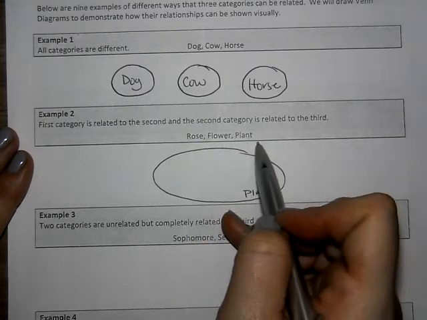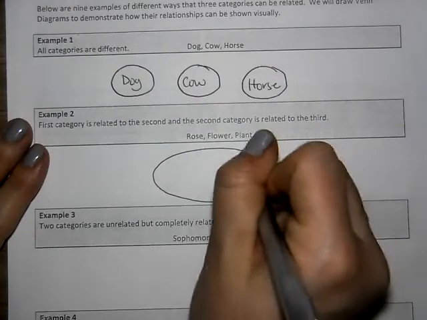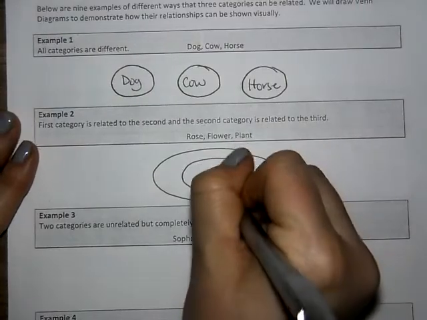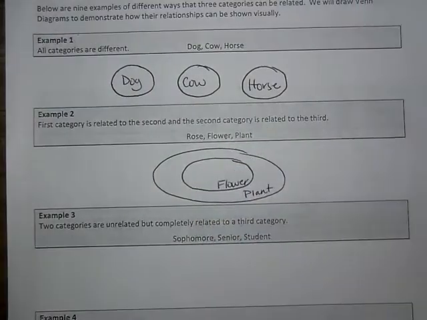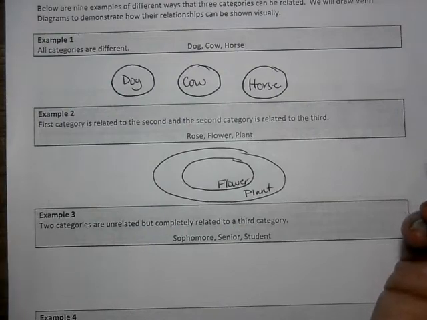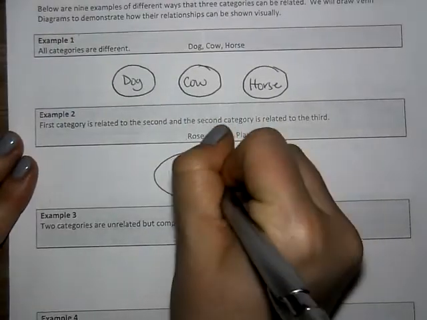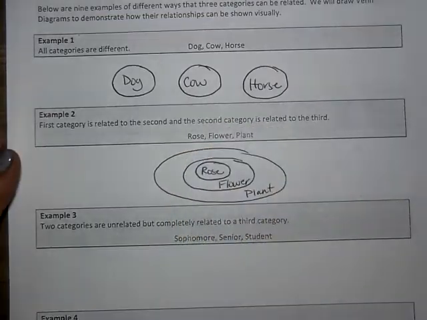So flowers are definitely plants. All types of flowers, no matter what type you're talking about, are plants. So you would want to put all of the flowers inside of the plants. And then finally, a rose is a specific type of flower, which is also a specific type of plant. So that would fall inside of the flower category, but notice that the rose is also a plant. Everything is related here to each other.